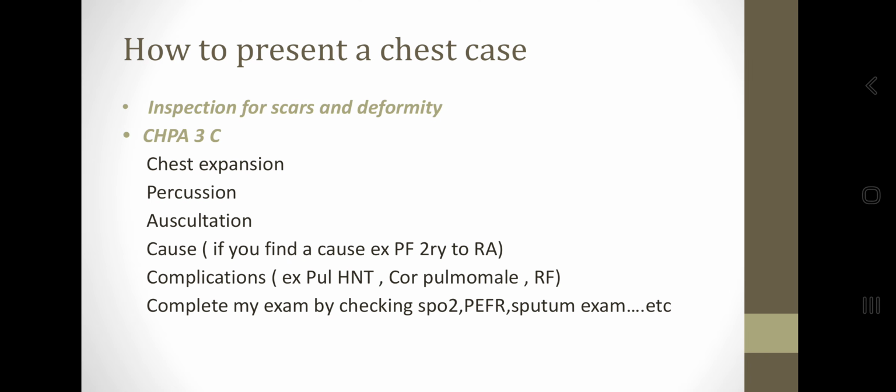How to present a chest case, very important. You have to comment on presence of scar, deformity, CHABA, and 3C. Inspect for scar and deformity, CHABA, chest expansion, comment on percussion, on auscultation, and 3C, which are cause, complication and completion. If you find any cause, for example, the patient has pulmonary fibrosis secondary to systemic sclerosis or rheumatoid arthritis, complication as pulmonary hypertension, cor pulmonale, respiratory failure. And I want to complete my examination by checking for saturation, peak expiratory flow meter, and sputum examination, and taking history about smoking and so on.